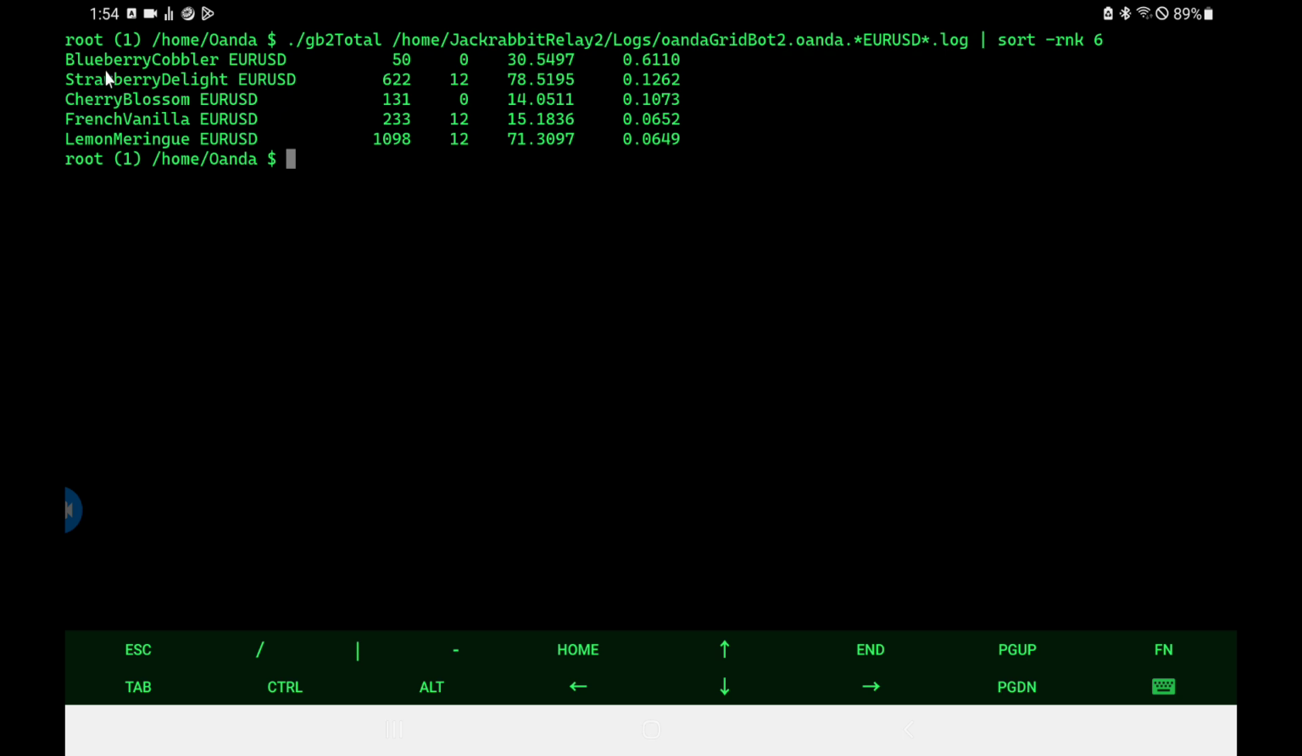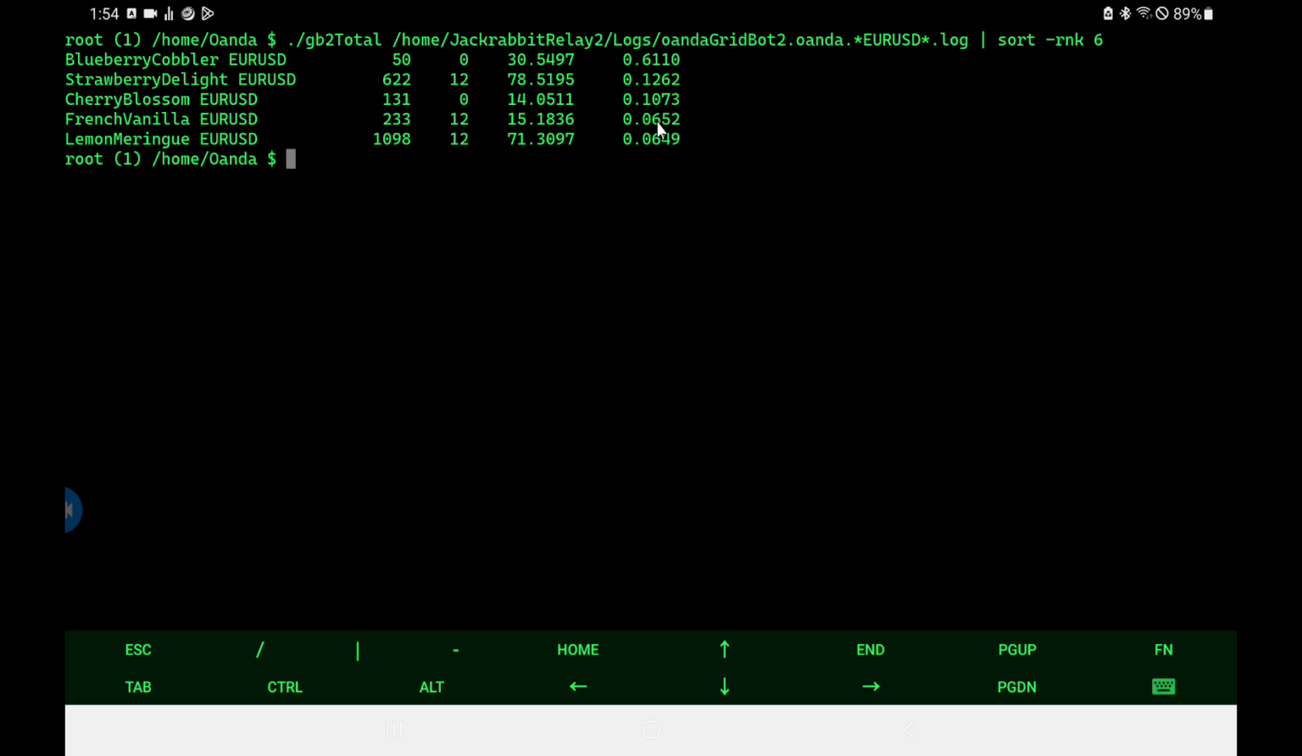Now, all of these are demo accounts except Cherry Blossom. Cherry Blossom is a live real money account. So here we are looking at the total number of trades since this process has been started. The second column is the number of stop losses currently taken. The third column is the total profits acquired since the trading started. And the final column, this is the average profit per trade.